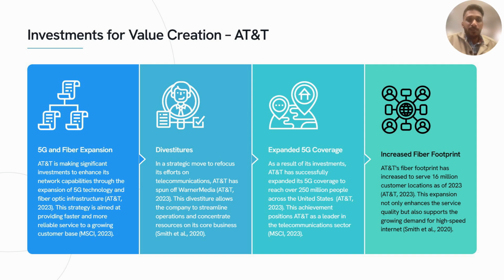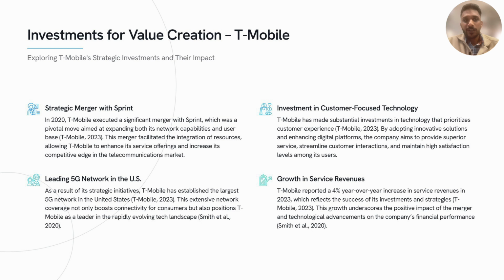And then, increased fiber footprint. AT&T's fiber footprint has increased to serve 16 million customer locations as of 2023. This expansion not only enhances the service quality, but also supports the growing demand for high-speed internet. Now, investments for value creation in T-Mobile. T-Mobile had a strategic merger with Sprint.